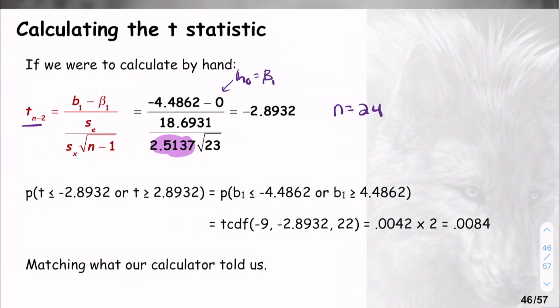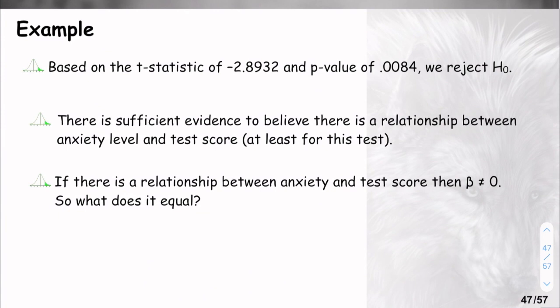So now we have to look at our t statistic and our probability, or our p-value, that we got. Based off of our t-statistic of negative 2.8932 and our p-value of 0.0084, if we are looking at an alpha level again of 0.05, we reject the null hypothesis. And every time we reject the null, we then say there is sufficient evidence to believe there is a relationship between anxiety level and test scores, at least for this specific test.